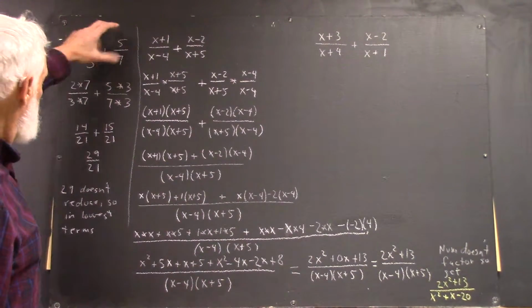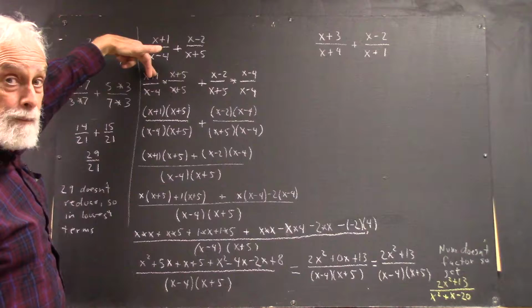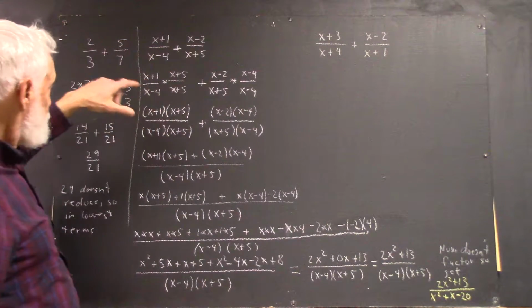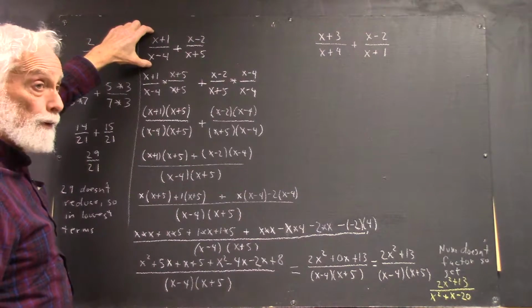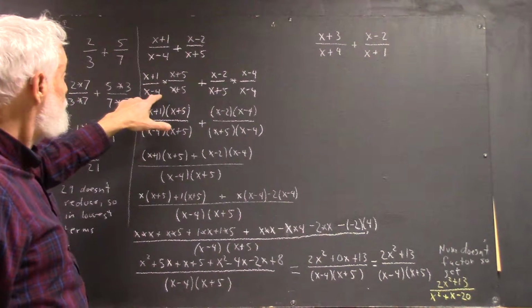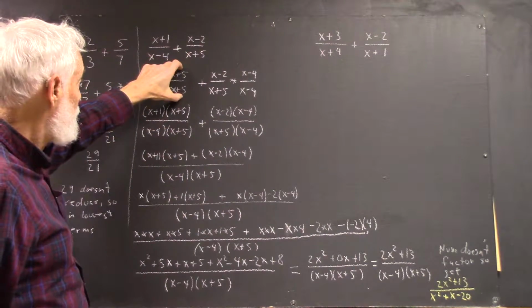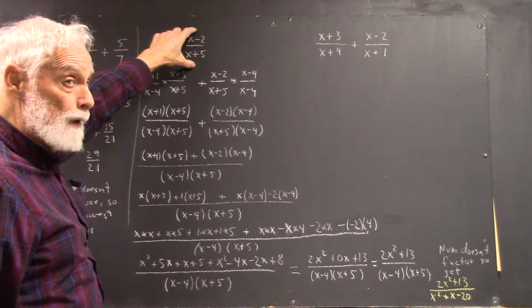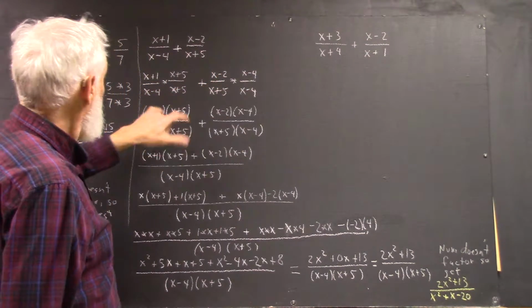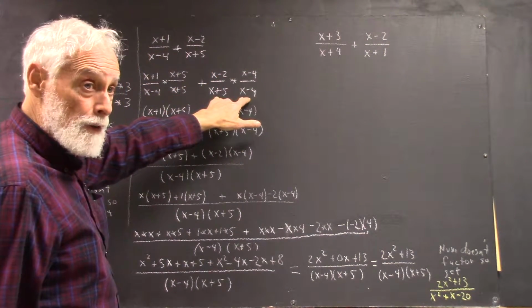Okay, by analogy with what we did here, we add these. To do that, we multiply numerator and denominator of this fraction by the denominator of this fraction. We get this times this. And we multiply numerator and denominator of this fraction by the denominator of this fraction, giving us this. And now we see that our denominators are going to match.